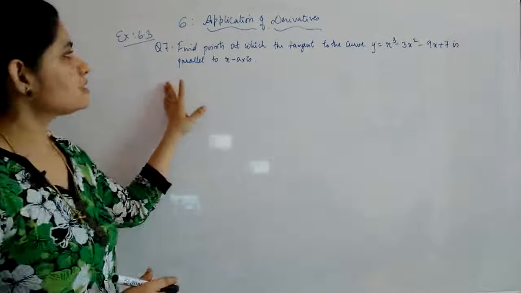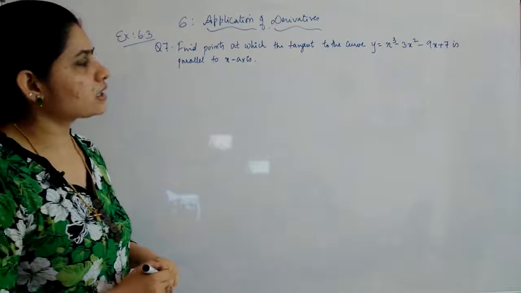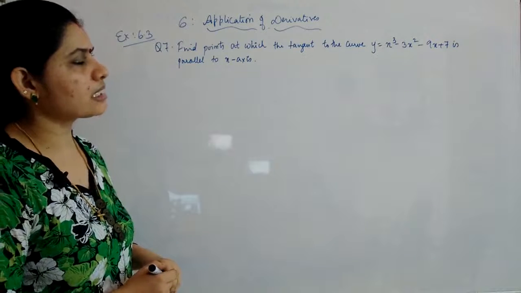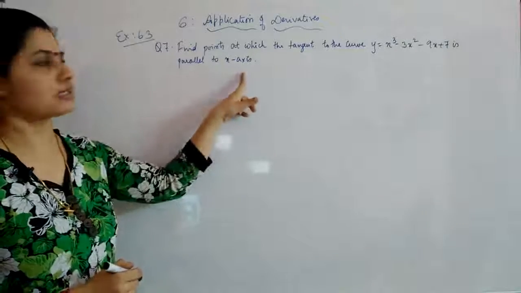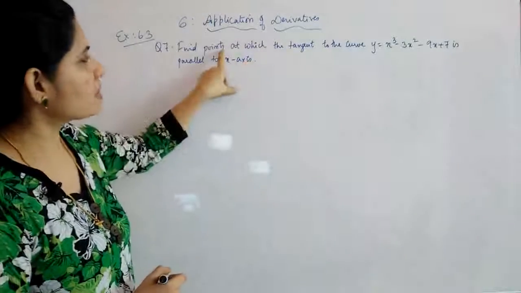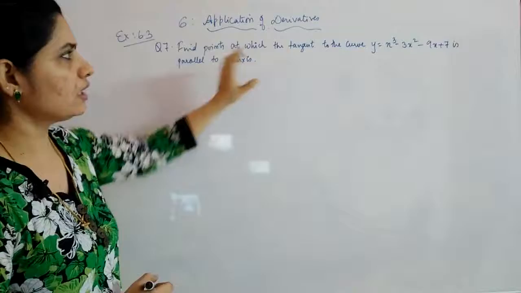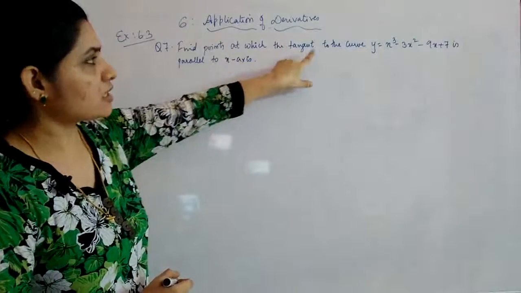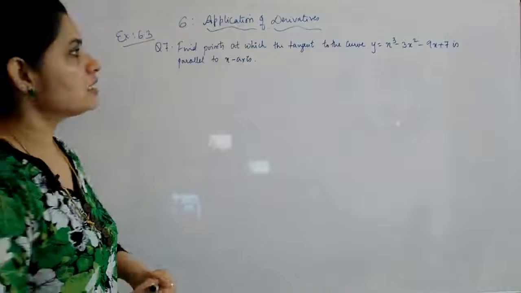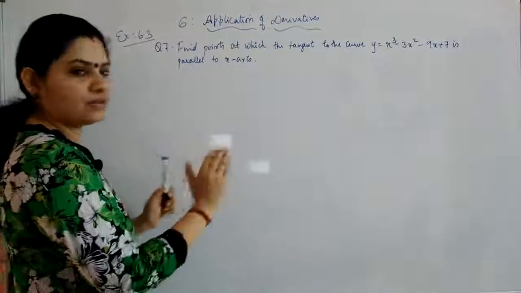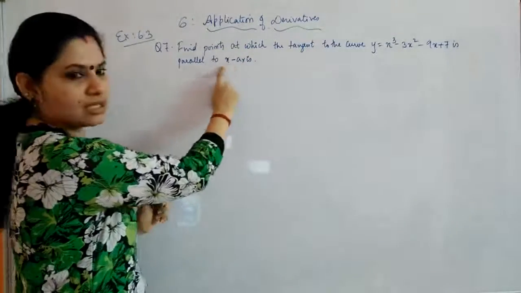Question number 7 is: find points at which the tangent to the curve y equals x cube minus 3x square minus 9x plus 7 is parallel to the x-axis. So again, you want the points, meaning the x, y coordinates, at which the tangent to the curve is parallel to the x-axis. First we need to find the slope of the tangent, and that will be equated to the condition given here.